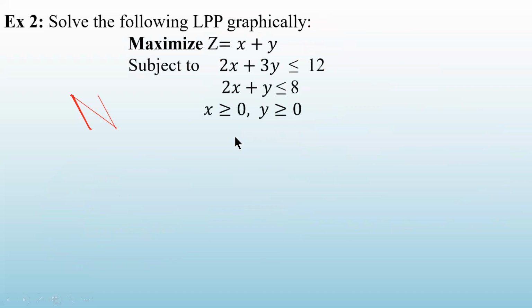Now let me tell you here a very, very important thing. See, this is one more problem. Solve the following linear programming problem graphically. Maximize z equal to x plus y, subject to 2x plus 3y less than or equal to 12 and 2x plus y less than or equal to 8. So here again, we will first find out the feasible region.